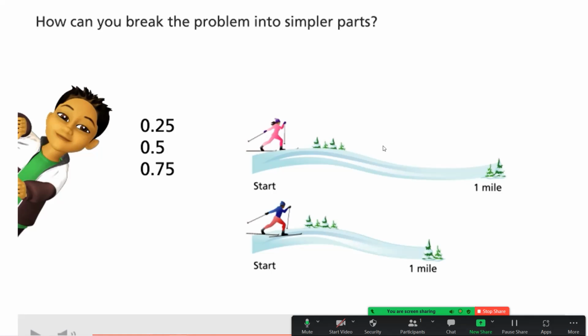0.5 we know is halfway because 5 tenths or 50 hundredths, 5 is half of 10, 50 is half of 100. So this is going to be halfway through. And then 0.75 is going to be 3/4. So again, think of them as money. So 25 cents, 50 cents, 75 cents. So 1/4, 2 quarters, 3 quarters. So 1 out of 4, 2 out of 4, 3 out of 4. And then you can start working through these one at a time to decide where you're going to put your marks.